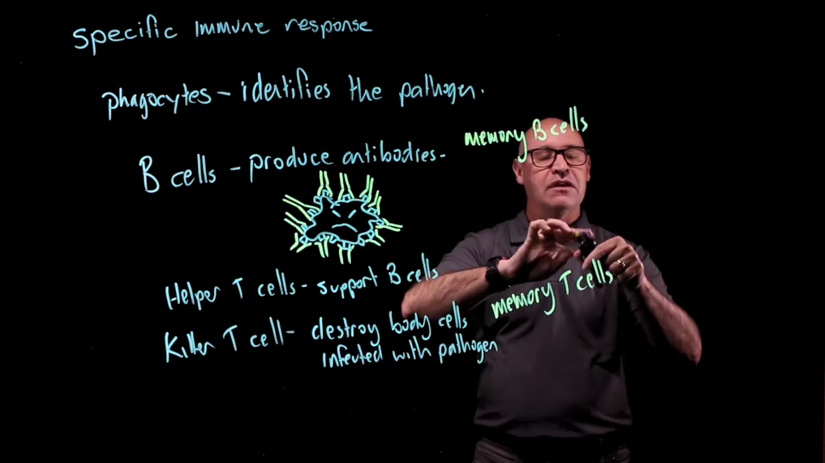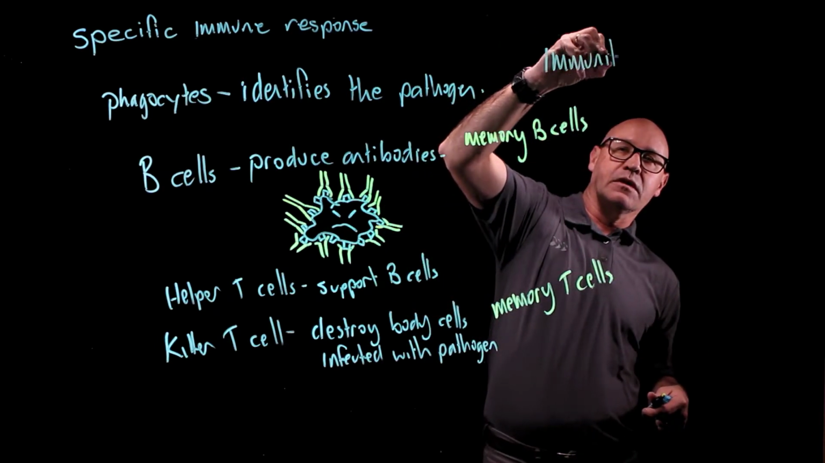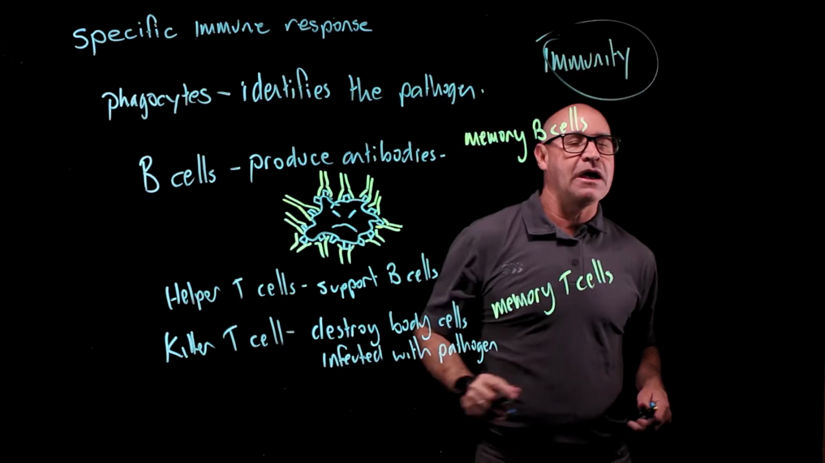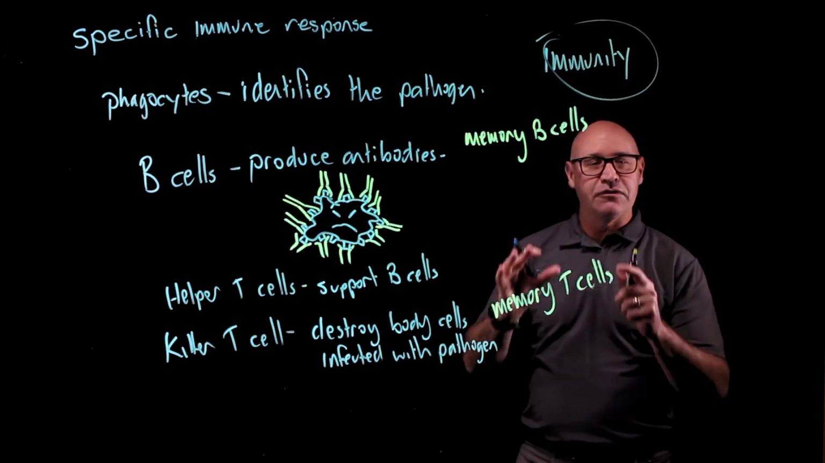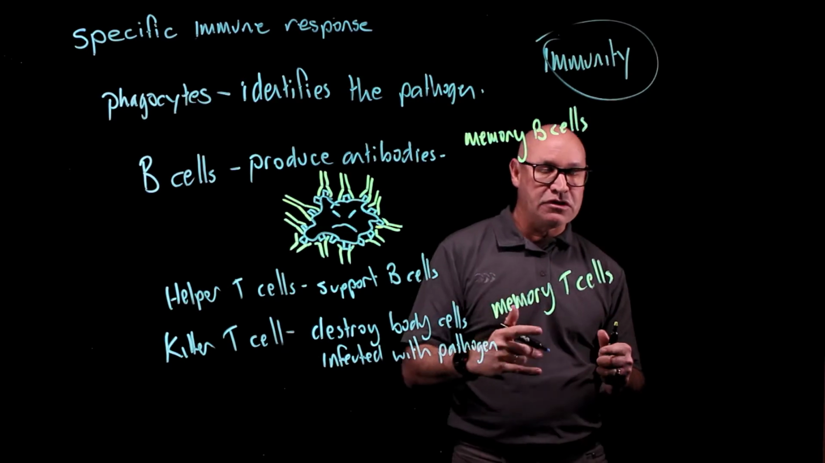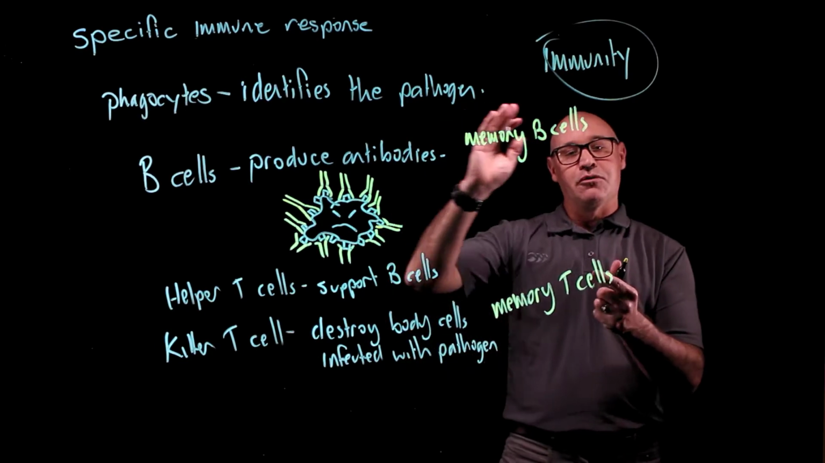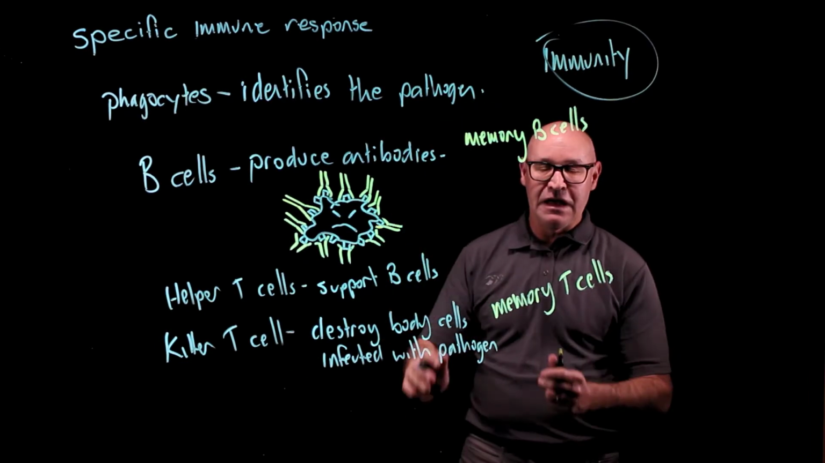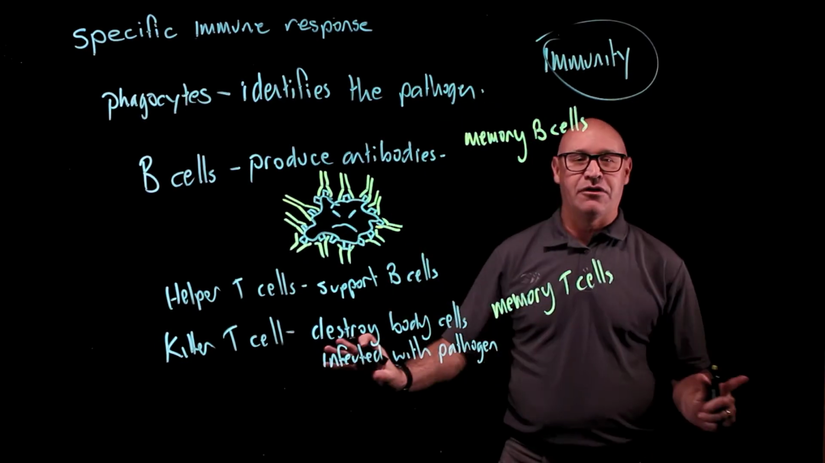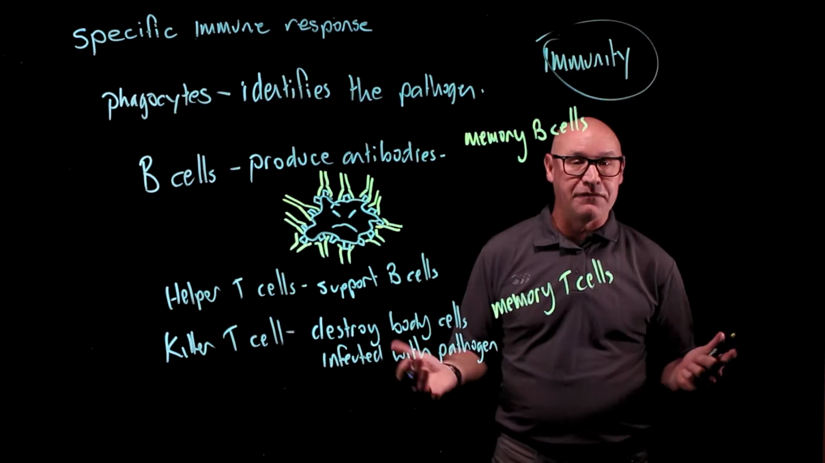So this is immunity. Immunity is when you've got memory B cells and memory T cells in your body to fight a particular pathogen, so that if you get invaded again with the same pathogen, well, the response is incredibly swift and they neutralize the threat immediately so that you don't get infected.